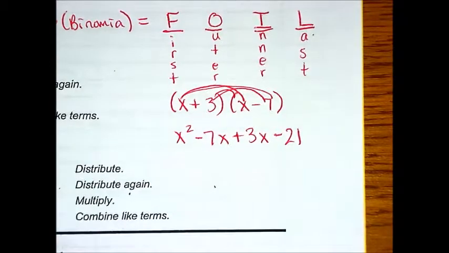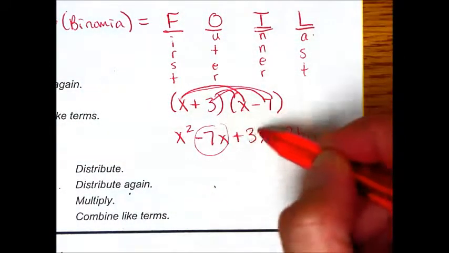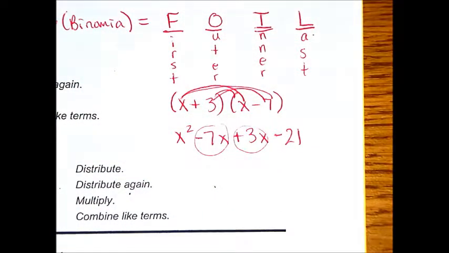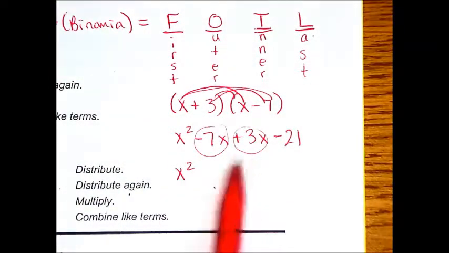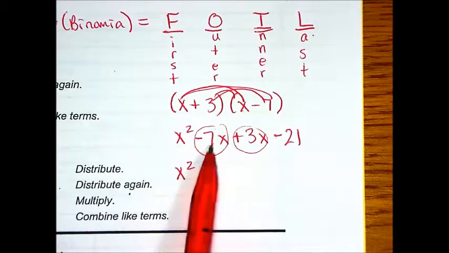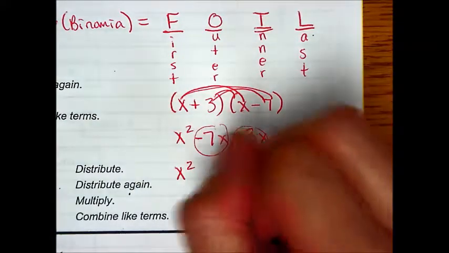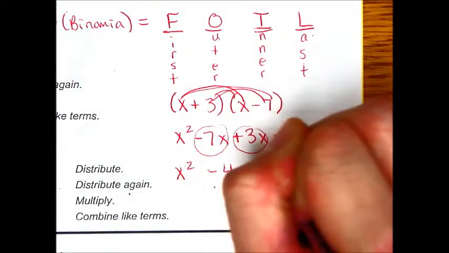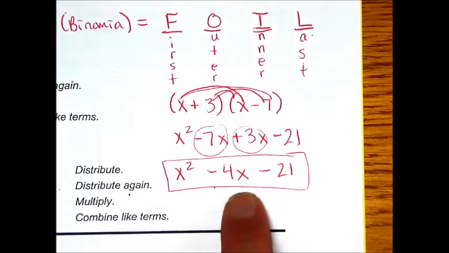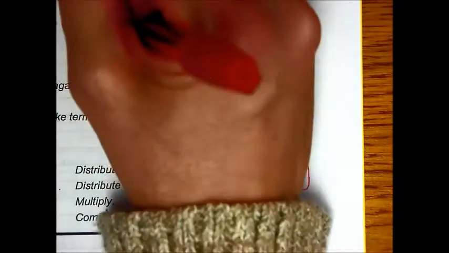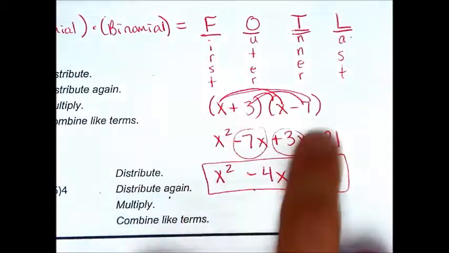If you get to the end, you should notice that your two middle terms are probably going to be like terms. So your x squared stays x squared, but you should combine like terms. Negative 7x plus 3x should be negative 4x, and then minus 21. So this would be my final, most simplified answer after I FOIL my binomial times a binomial. So let's try that a couple of times.